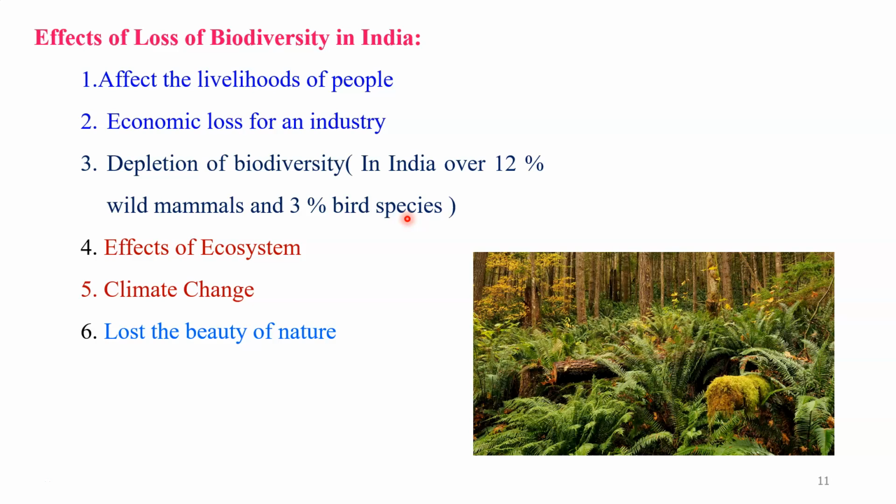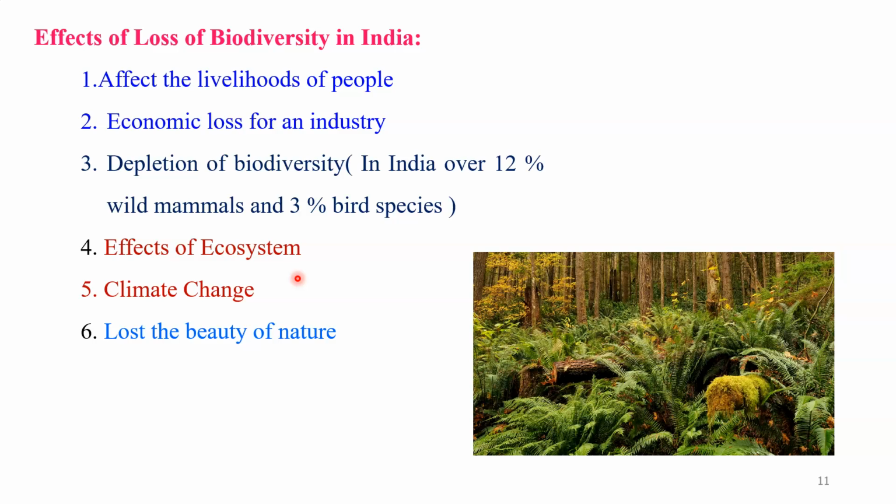So that is a very important thing. We have to conserve our great biodiversity. Effect on the ecosystem: it may be a terrestrial ecosystem or an aquatic ecosystem. In that ecosystem, definitely when biodiversity is destroyed, that directly affects the ecological balance, or the environmental balance, of that particular ecosystem.